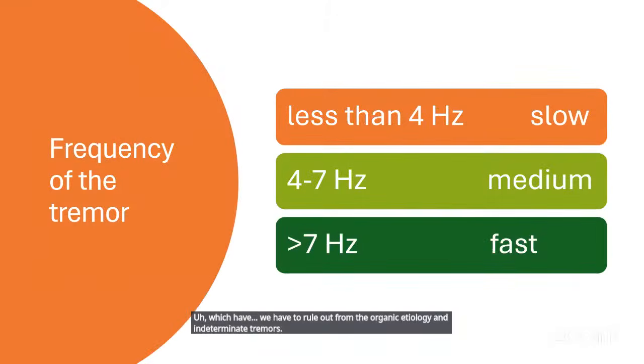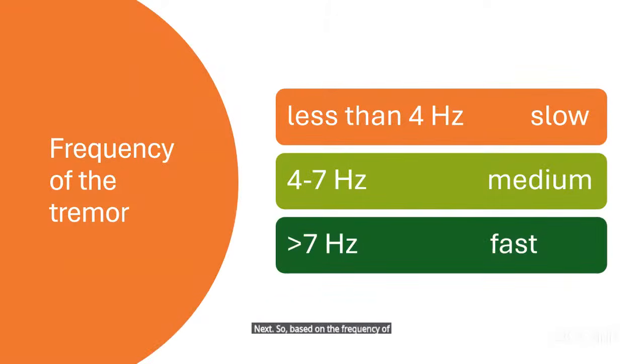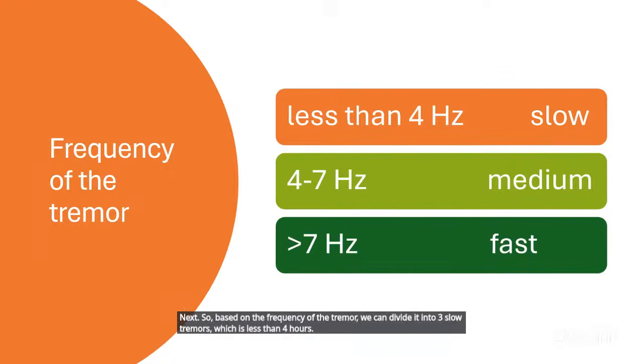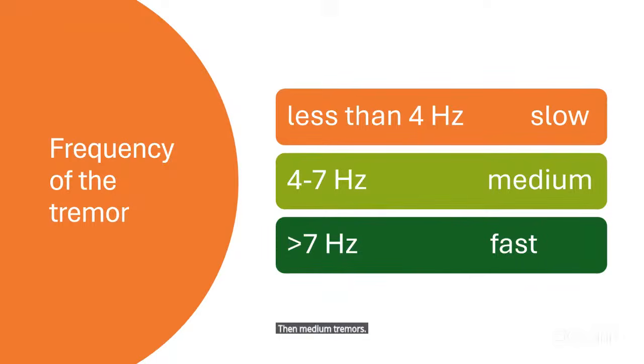Others can be functional tremors, which we have to rule out from the organic etiology, and indeterminate tremors. Next. Based on the frequency of the tremor, we can divide it into three: slow tremors, which is less than 4 hertz, then medium tremors, 4 to 7 hertz, and then more than 7 hertz is fast tremors.